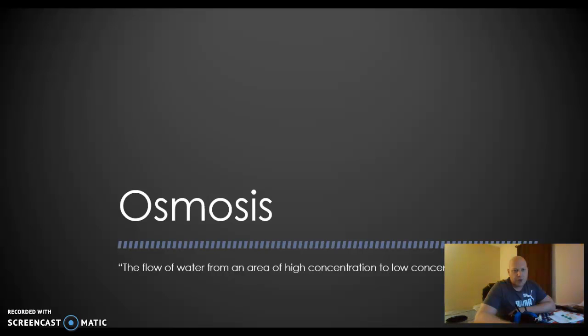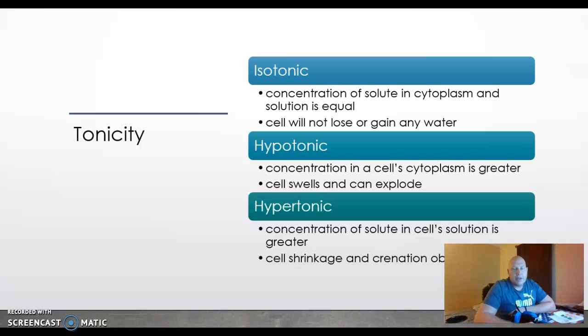One of the main reasons we're doing this experiment is to learn about osmosis. Osmosis is defined as the flow of water from an area of high concentration to an area of low concentration. With osmosis, there's a thing called tonicity. There are 3 different types, depending on your experiment or solution.